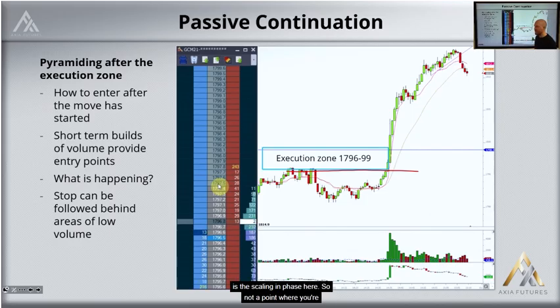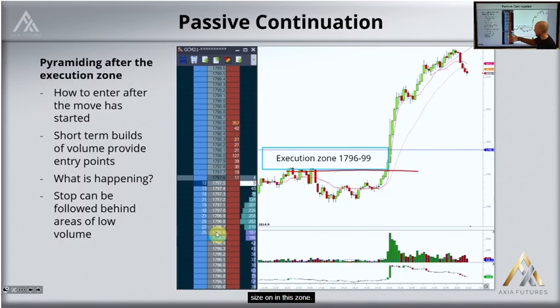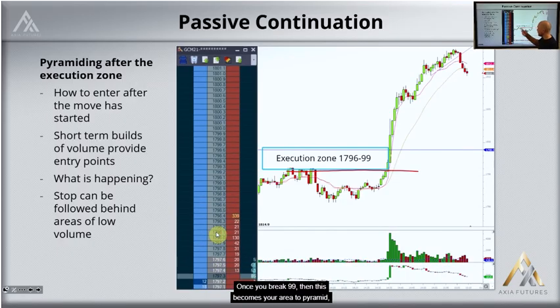This is a good sign that you can add on to the trade. This is the scaling in phase here. So not a point where you're necessarily thinking, oh, yeah, I need to add and add and add. This would be a pre-planned element to the trade, that you've got a plan as to the size that you want to get in. You're going to get that size on in this zone. Once you break 99, then this becomes your area to pyramid. You may not get a chance. There may not be anything that allows you to pyramid.